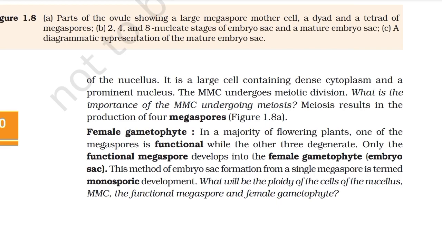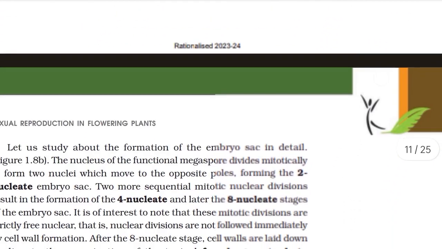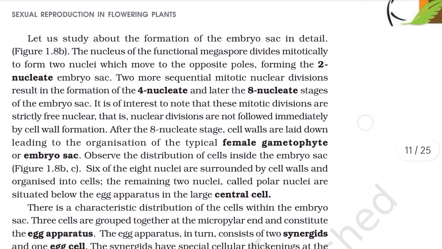Female gametophyte. In a majority of flowering plants, one of the megaspores is functional while the other 3 degenerate. Only the functional megaspore develops into female gametophyte or embryo sac. This method of embryo sac formation from a single megaspore is termed as monosporic development. What will be the ploidy of the cells of the nucellus, MMC, and functional megaspore and female gametophyte? Let us study about the formation of embryo sac in detail.